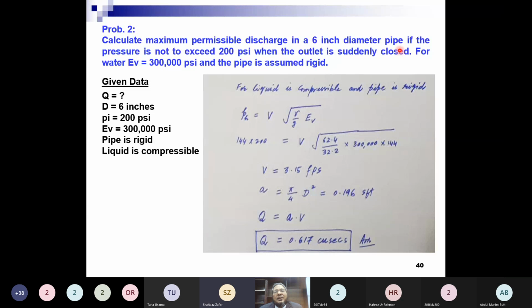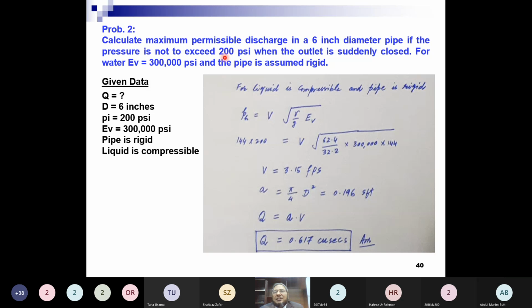Velocity. Discharge is area into velocity. So it is a function of velocity of flow. If the pressure is not to exceed 200 psi, this is which pressure? Inertial pressure, when the outlet is suddenly closed. So this 200 psi is basically the hammer pressure.